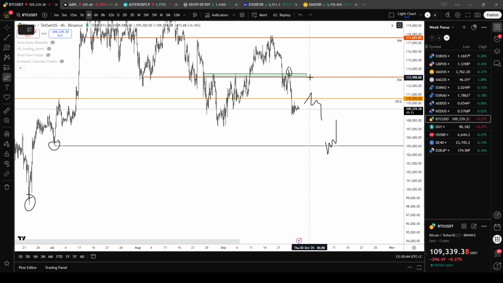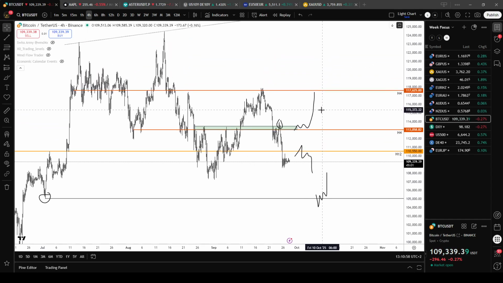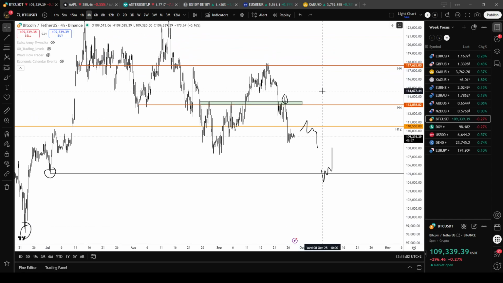Because once the market reclaims this level, then I think it's game on and you're going to attempt this. It's very clean. These SR levels are really, really clean on the range.